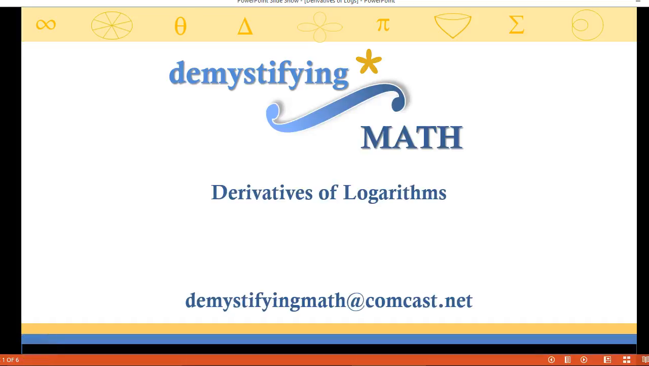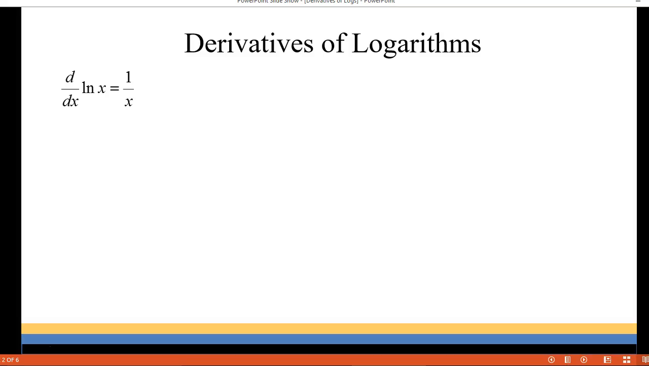Welcome to Demystifying Math. In this lesson, we're going to be looking at the derivatives of logarithmic equations. The first derivative of the log of x is 1 over x.